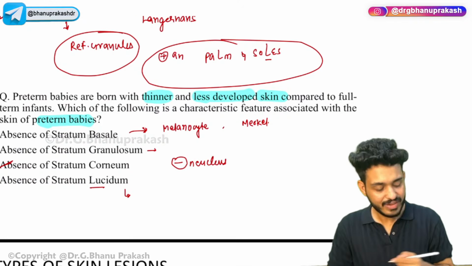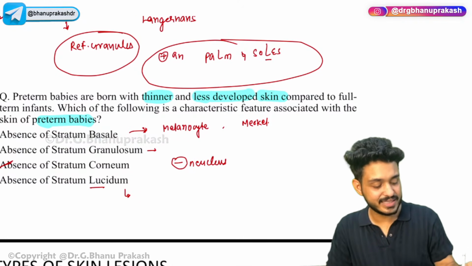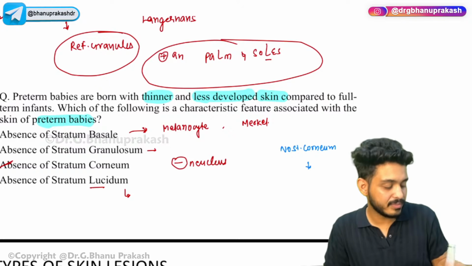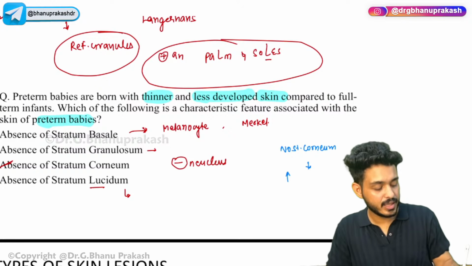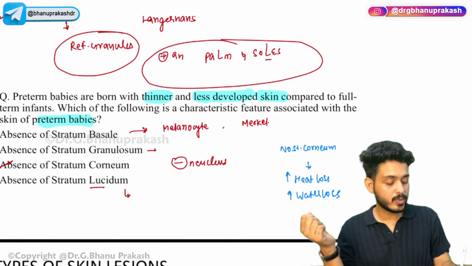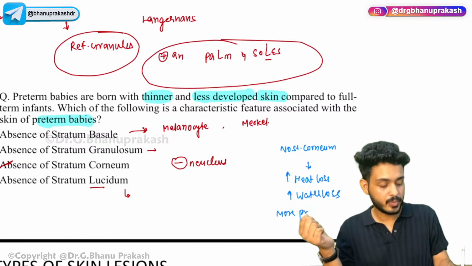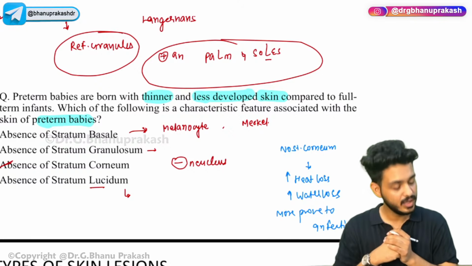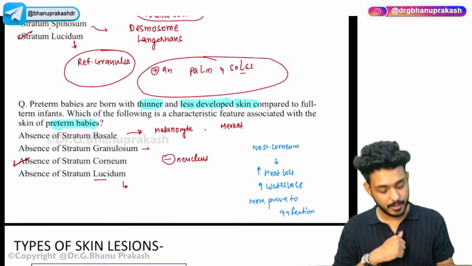What will happen to this particular baby, guys? This baby will have no stratum corneum, which will lead to increased heat loss and increased water loss. This baby is more prone to infection. This baby can have multiple infections, right? So we need to take care of this particular baby.